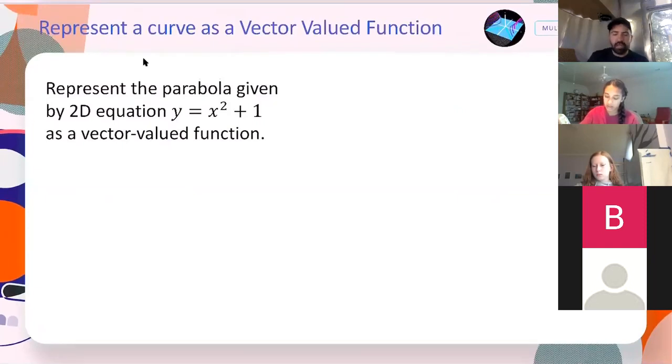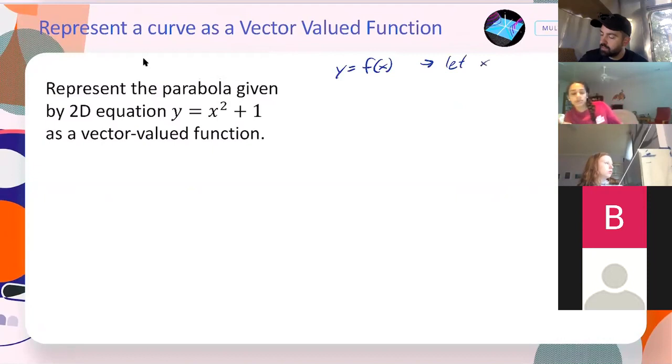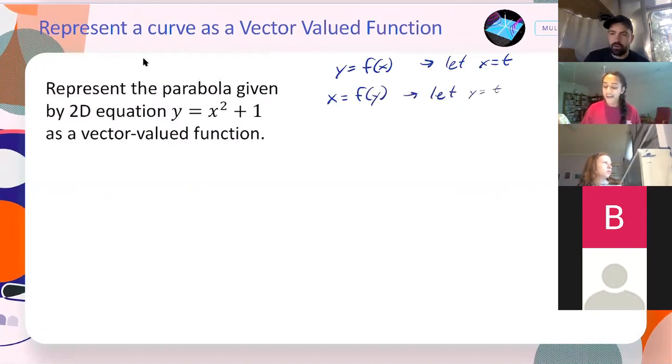As far as representing a function as a vector valued function, this is just coming up with parametric equations. If you have a function where y is a function of x, I would start by letting x equal t and find out what y is. If you have a function that's x equals f of y, I would let y equal t and just figure out what x would have to be.